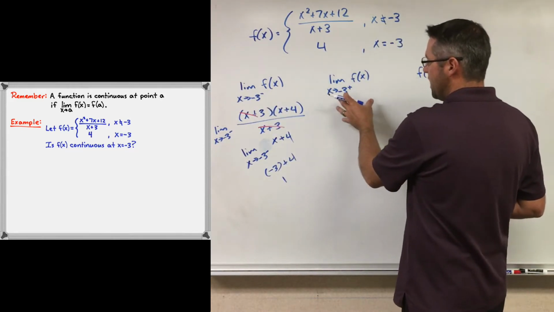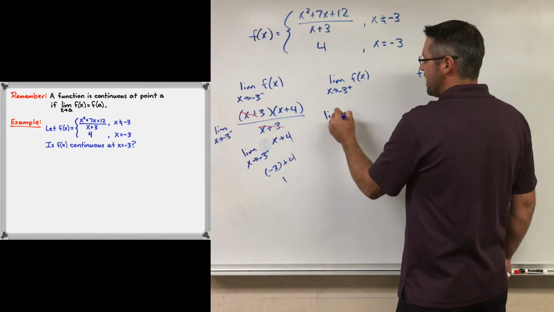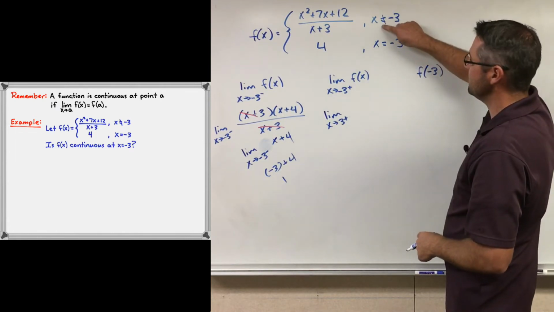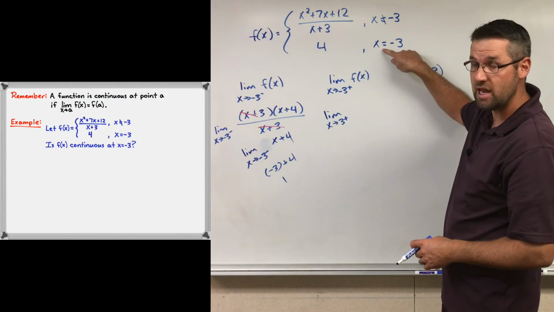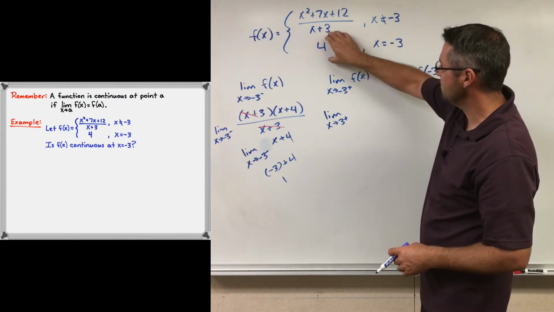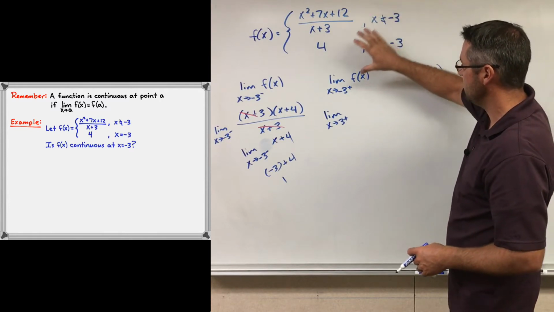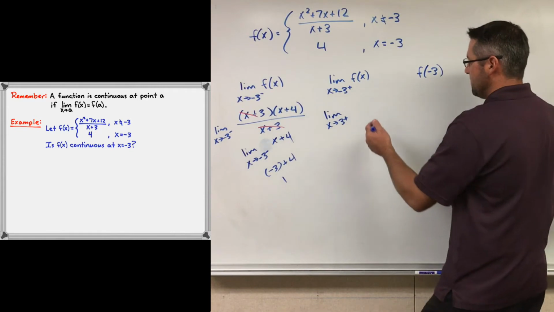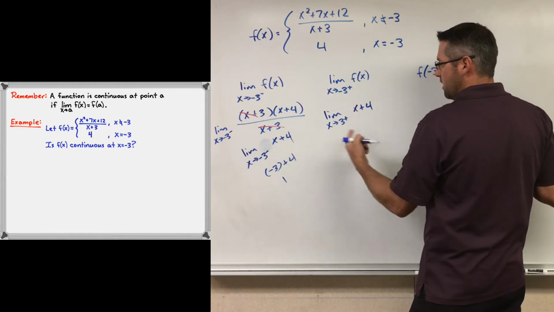We're going to do the same kind of work on the right-hand limit, and in fact it's going to be the same exact thing because we're using the same part of the function. If this piece said x is less than negative 3, and the other piece said x is greater than negative 3, then we'd be using a different function for the right-hand limit. But because the left and right-hand limits are both computed using the same part of the function, it's going to be the same work. So I'll just write down x plus 4, and again we get 1.